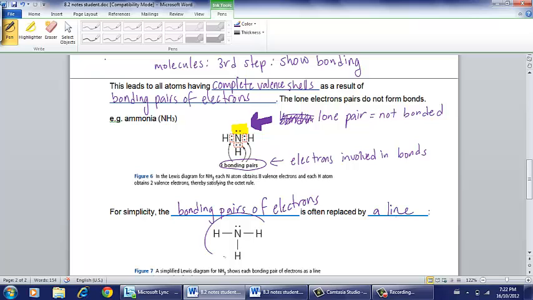Here's the same ammonia molecule again, showing each of the bonding pairs with a line. So this line represents a bonding pair. We do not do that, though, with the lone pair. We still show that as electrons. And if you put litmus paper in a base, it'll turn blue, where in the acid it turned red.